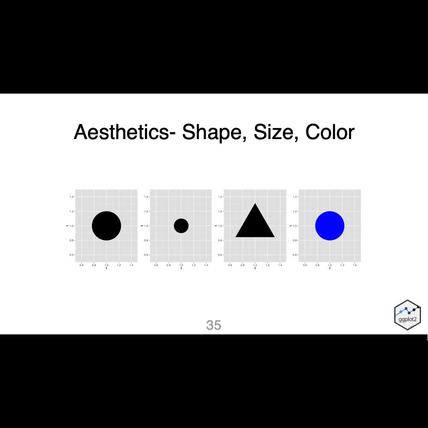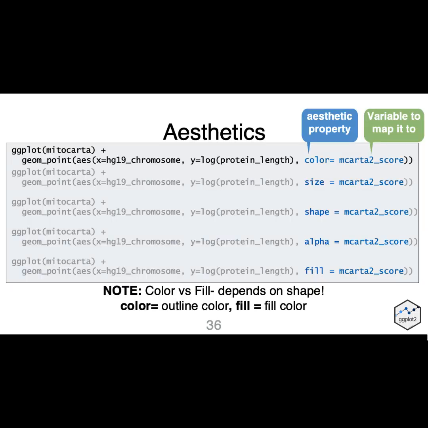So some of the aesthetics we can change include shape, size, and color. So here you can see we can plot points as circles, big circles, little circles. We can change them to triangles or squares or plus signs, and we can change the color of them. So here's a list of all the aesthetic properties you can change, including color, size, shape, fill, and alpha.